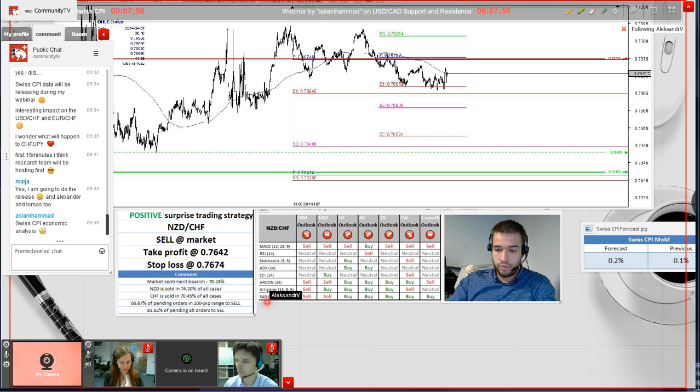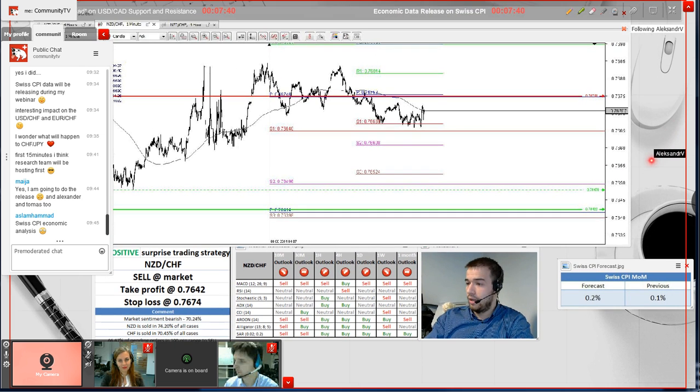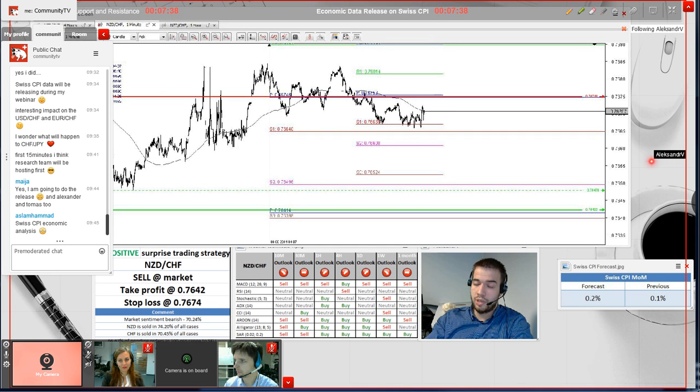And what is more important is the fact that the vast majority of pending orders in the 100 pips range and of all pending orders are placed to sell the pair, meaning that even in a longer term, the Swiss franc is expected to appreciate versus the kiwi.